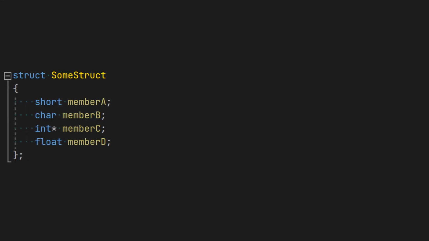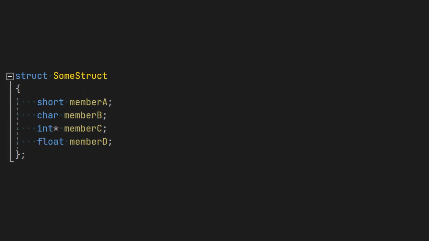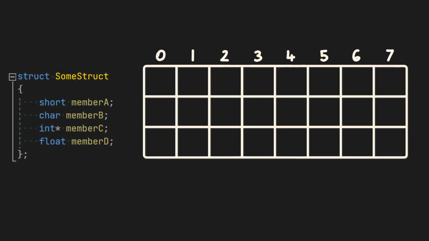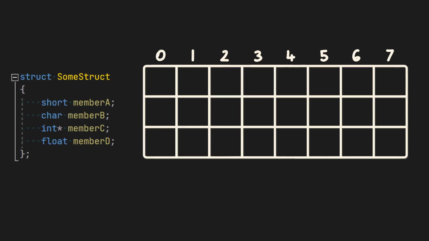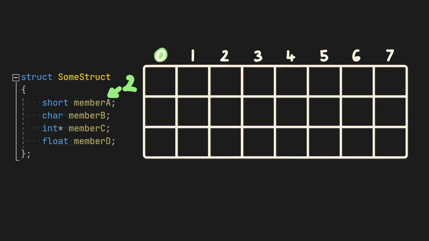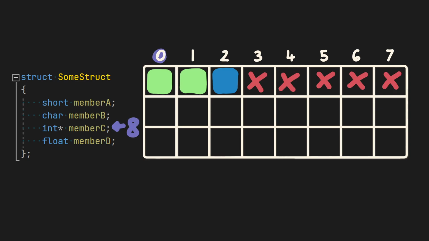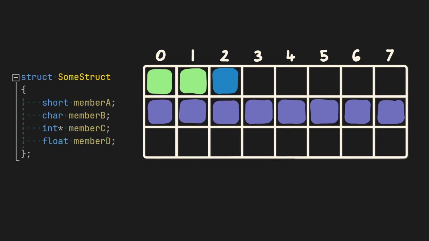Now let's talk about alignment requirements for structures. When creating a structure's memory layout, the compiler is going to place each member in the order they are declared in the program. First, short with 2-byte alignment, it can be placed at the address 0. Next, char with 1-byte alignment can be placed at the next address 2. Pointer with 8-byte alignment can't be placed in the first row because none of these addresses are satisfying pointer's alignment. The first valid address is address 8. The last member, float, with 4-byte alignment can be placed at the next address, address 16.